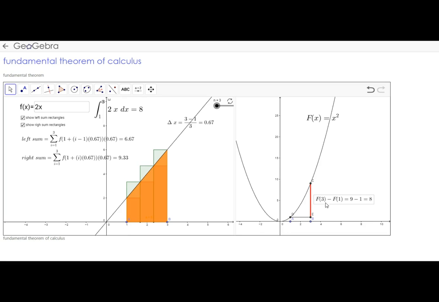Down here we've just got the difference in the two function values. It's F(3) minus F(1). F(3) is 3 squared, which is 9. F(1) is 1 squared, which is 1. 9 take 1 is 8. So the area under the curve over here is 8 square units.